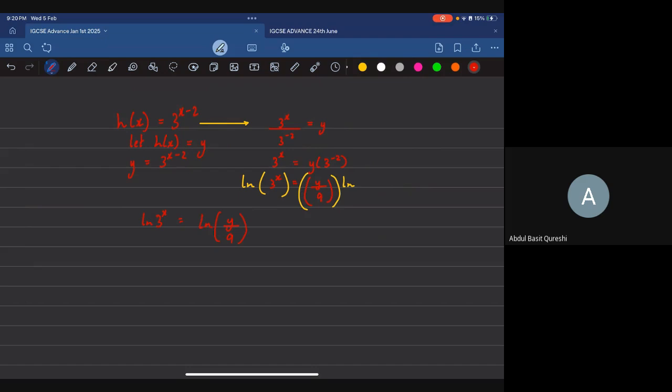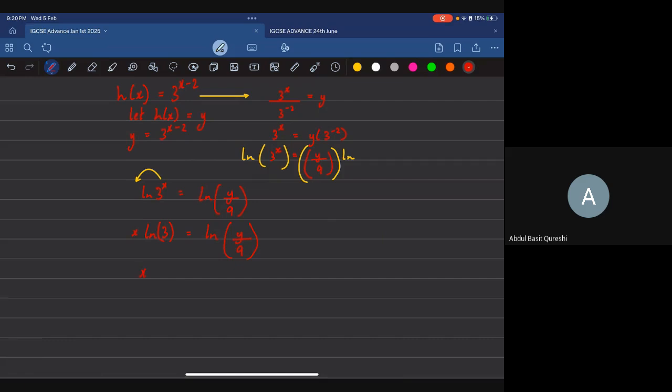Clear? Now, Basit, what's going to happen? Whenever you apply log, you have to take the power to the front. All right. So if I take the power to the front, it's going to be x times ln of 3 equals ln of y over 9. Clear, Basit? Yes, sir. Now what's going to happen? x is going to be equal to ln of y over 9 divided by ln of 3.